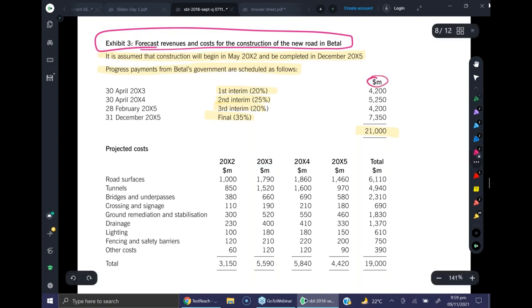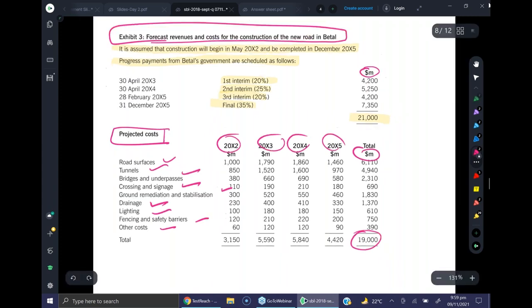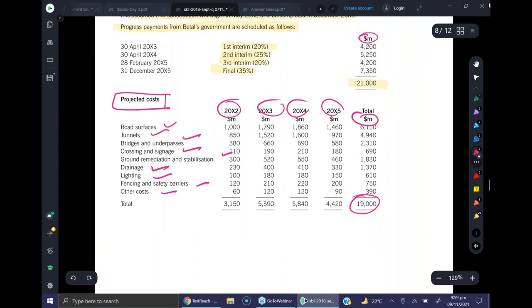So 21,000 million, and then projected costs are given: road surface, tunnels, bridges, crossing ground, drainage, lighting, fencing, others. So all in all, year by year cost data is given, and a total cost is $19,000 million, right? Now, using this information, can we calculate some profit ratio from here? Maybe GP, let's call it profit margin. So with this data, the profit margin can be calculated.